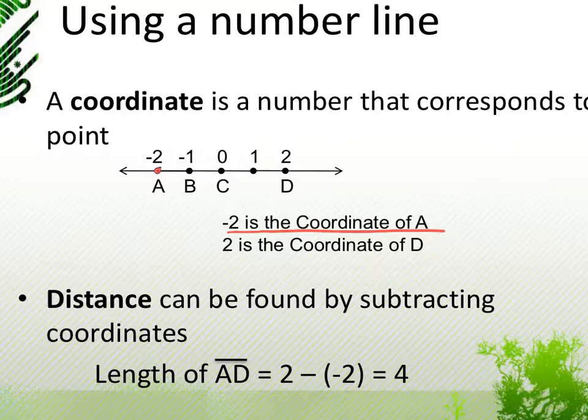If I were to look at D, I go right here, and I could say 2 is the coordinate of D. I'm just looking at a number line. That is where it's located.